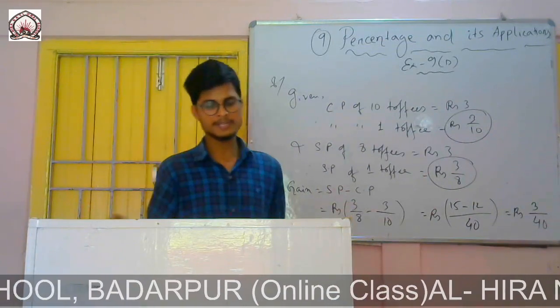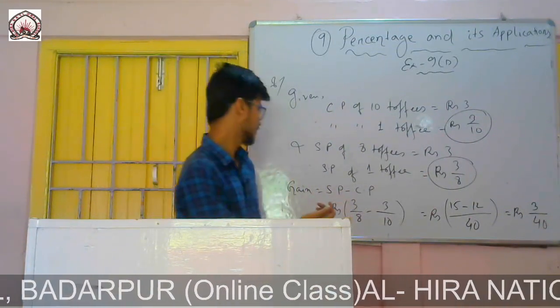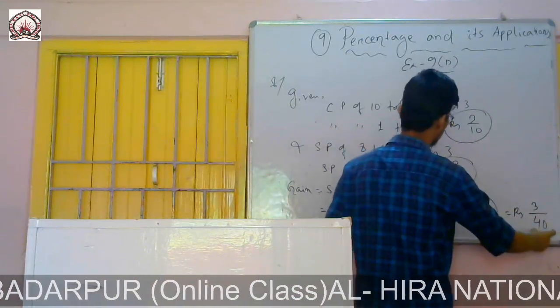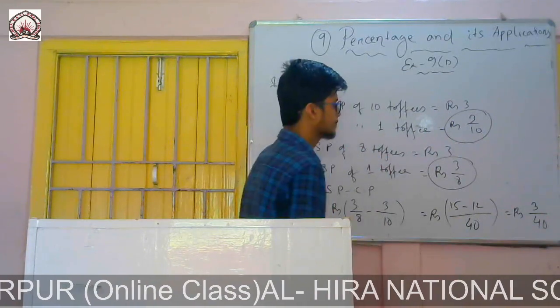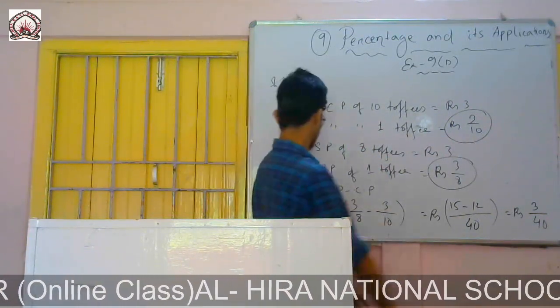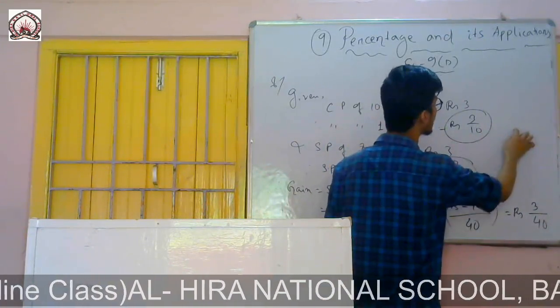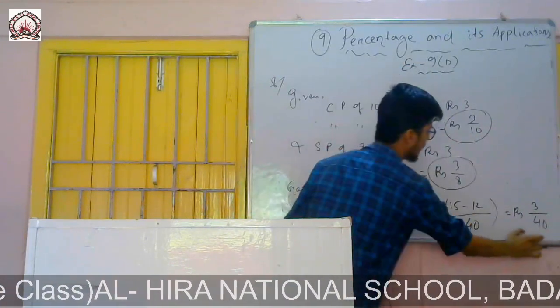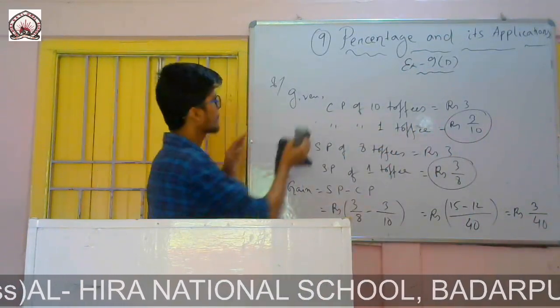Now the question is to find the gain percent. Gain percent we know is total gain, gain how much? 3 by 40, by cost price. Cost price is 3 by 10. That means 3 by 40 divided by 3 by 10, into 100. Gain by cost price into 100. So this is the gain, this is the cost price. So we'll put this in the formula.